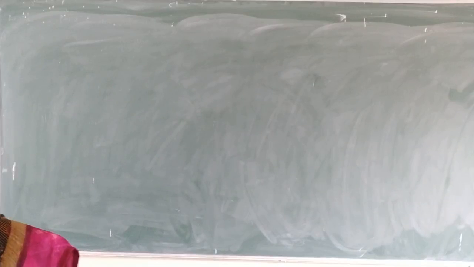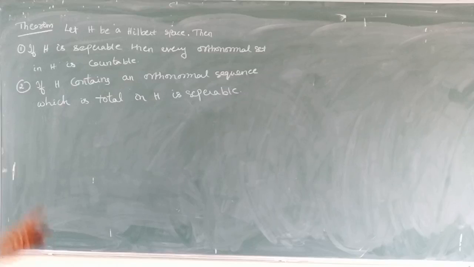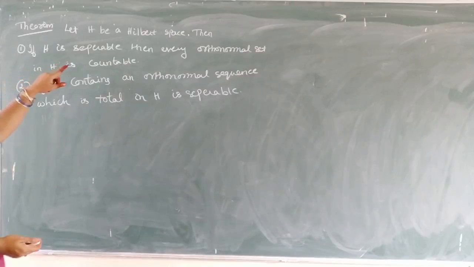First point, if H is separable, then every orthonormal set in H is countable. Second one, if H contains an orthonormal sequence which is total in H, then H is separable. Okay, right now see the statement. H is a Hilbert space in the given conditions.